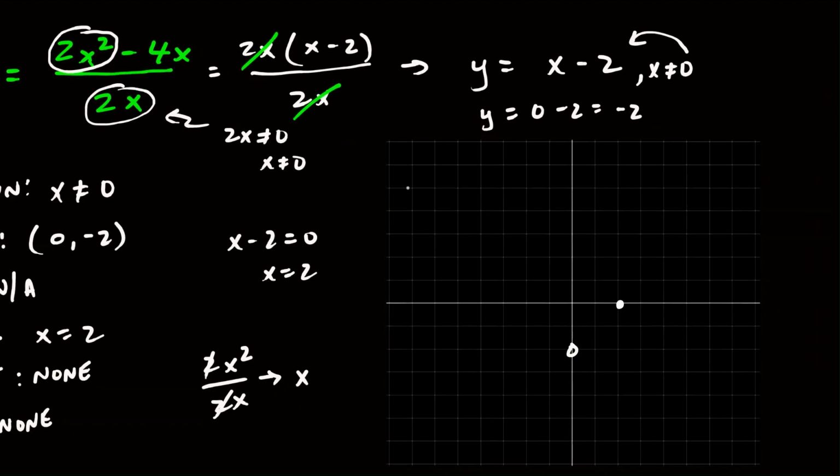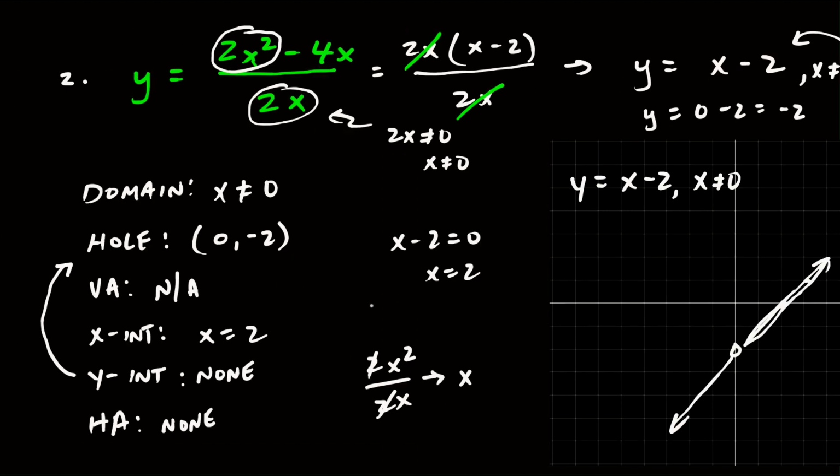So this really is a graph of y equals x minus 2, where x cannot equal 0. So that's just a linear equation. So we'd have negative 2, and we have a slope of up 1 over 1, and it just follows. So we'll get something that looks like this. Draw that a little bit better, and continue down like that. So we have a line with a hole.